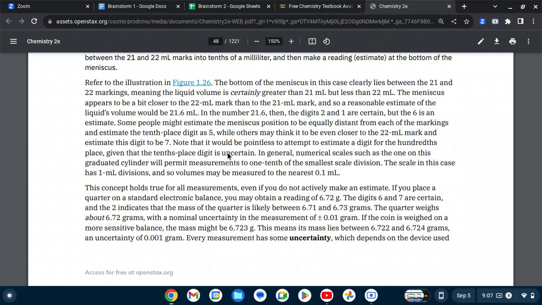Note that it would be pointless to attempt to estimate a digit for the hundredth place, given that the tenth place digit is uncertain. In general, numerical scales, such as the one on this graduated cylinder, will permit measurements to 1/10 of the smallest scale division. The scale, in this case, has 1 milliliter divisions, and so volumes may be measured to the nearest 0.1 milliliter.